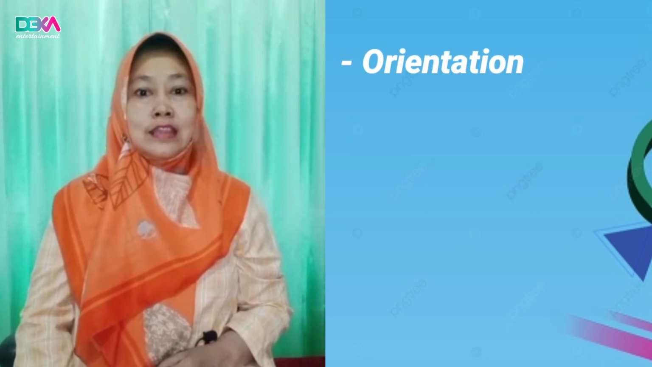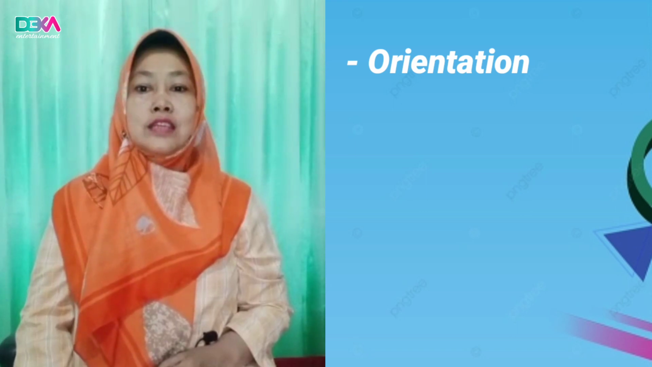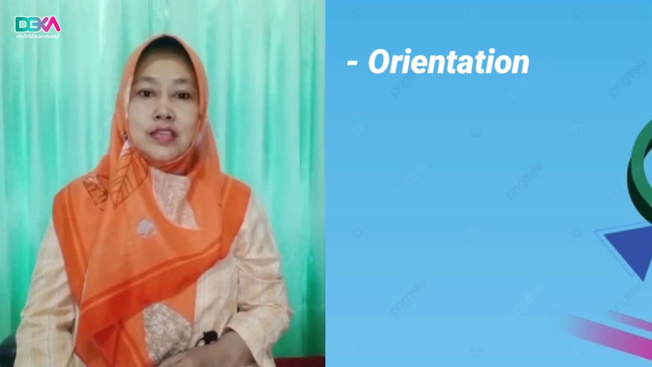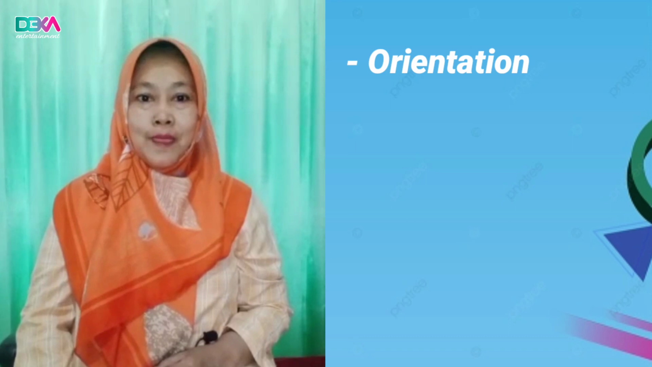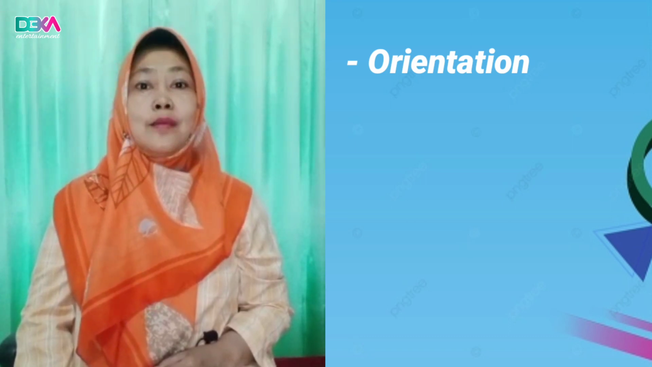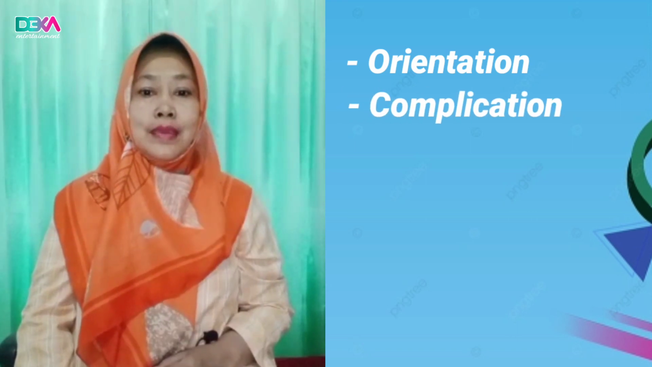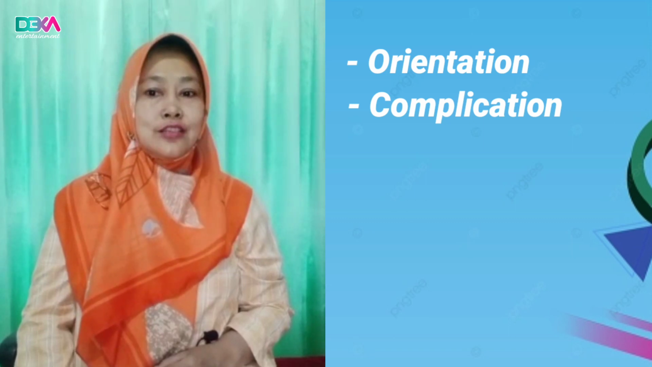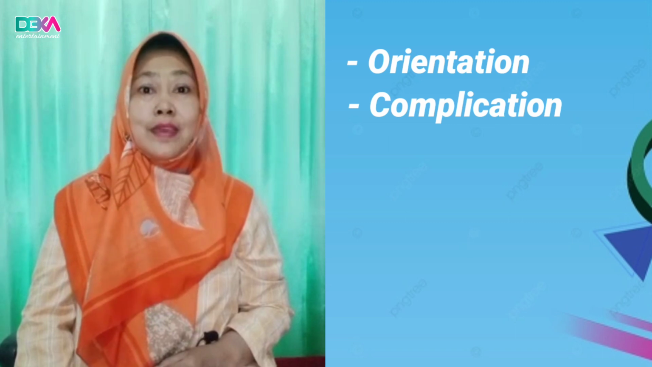The first is orientation. Orientation means setting the scene, where and when the story happened, and introducing the participants of the story, like who and what is involved in the story. That is orientation. The second generic structure is complication. Complication means the story tells the beginning of the problems which leads to the crisis or climax of the main participants. That is complication.